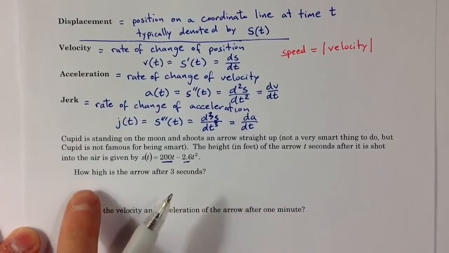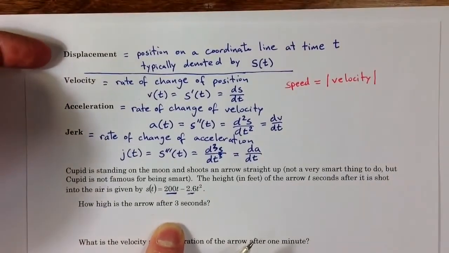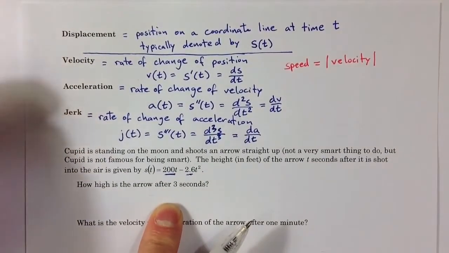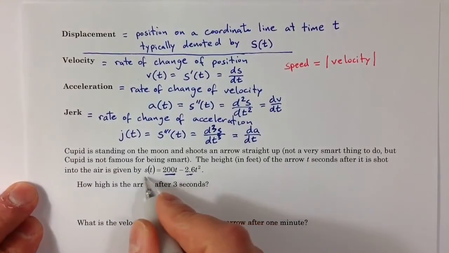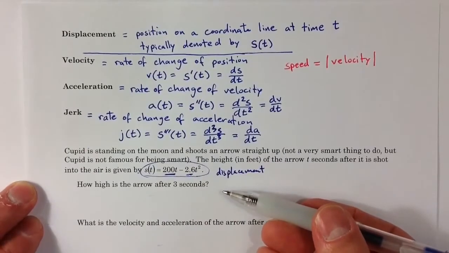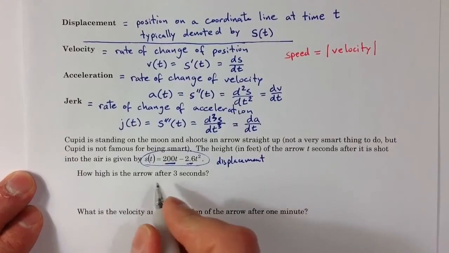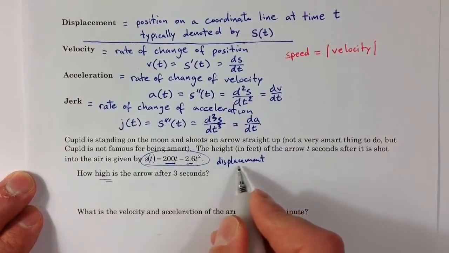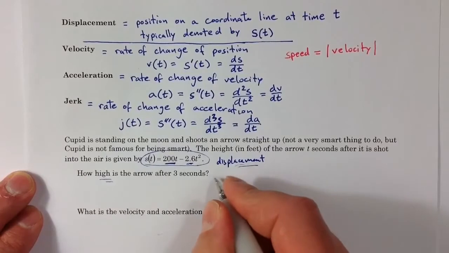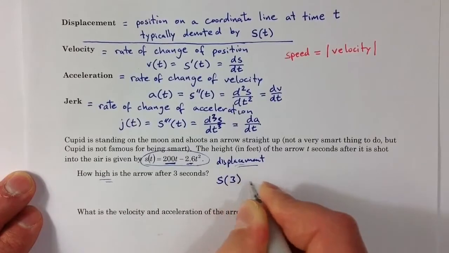So let's think about a few questions related to this situation. First, after 3 seconds, how high would the arrow be? If you think about it, we have a variety of functions we could work with: displacement, velocity, acceleration, or jerk. We're given a displacement function, and do we need to know anything about rates of change to answer that question? The answer, of course, is no. This is just talking about how high the arrow is. That's exactly what displacement is talking about. So this question is simply asking us to find the value of that initial function at 3.